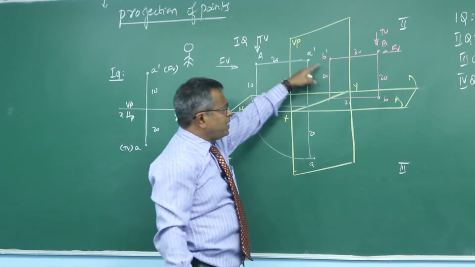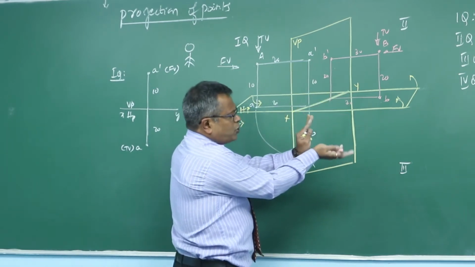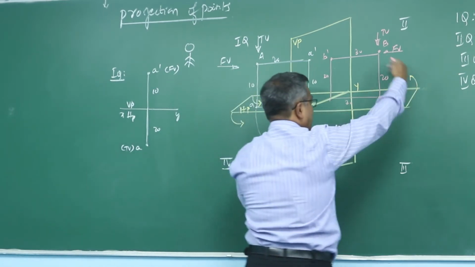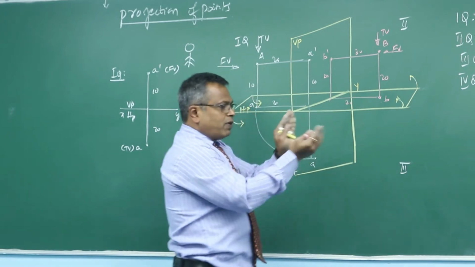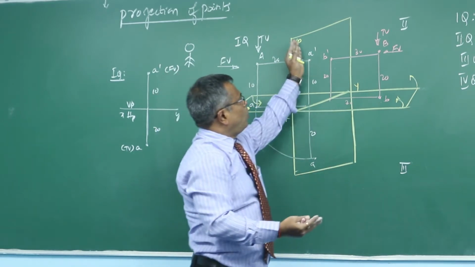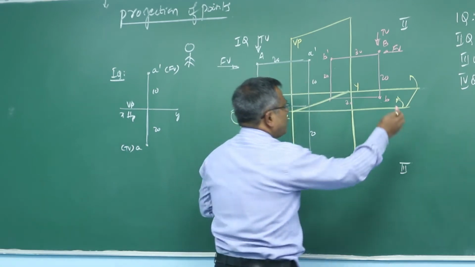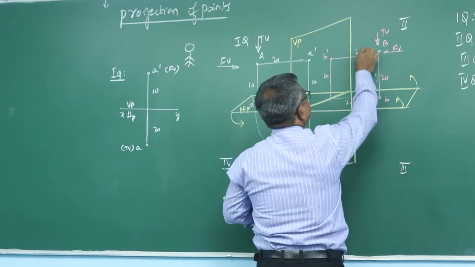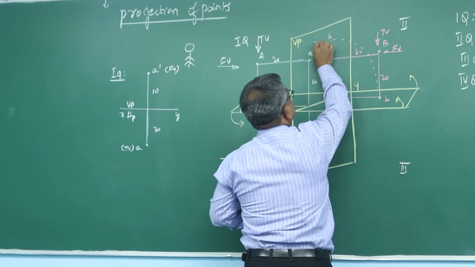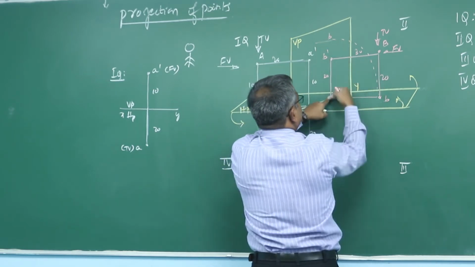Once you have projected B dash and B, your HP should rotate through 90 degrees in the anticlockwise direction. In the second quadrant, when you rotate HP through 90 degrees, both the vertical plane and horizontal plane overlap each other. See, when you rotate this, your B should also come here at a distance of how much? The 30 millimeter from the XY line.